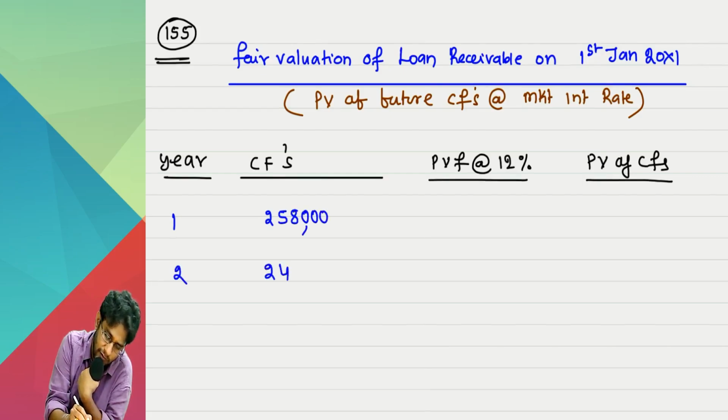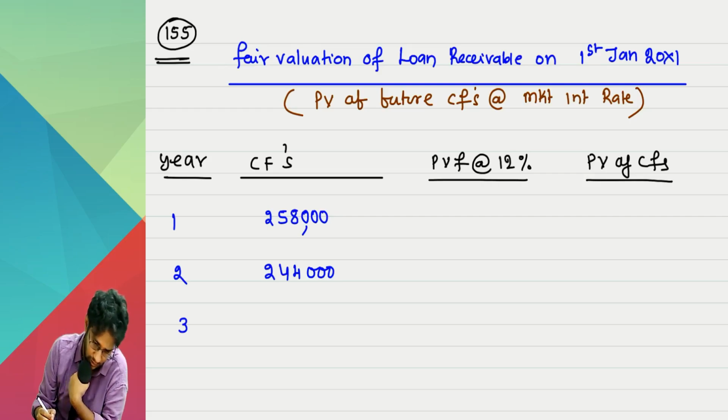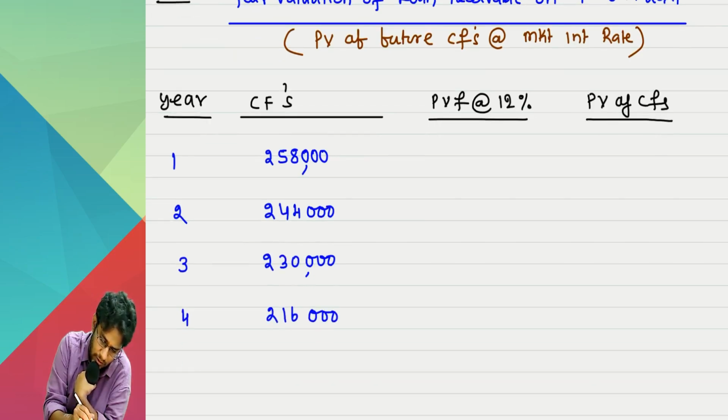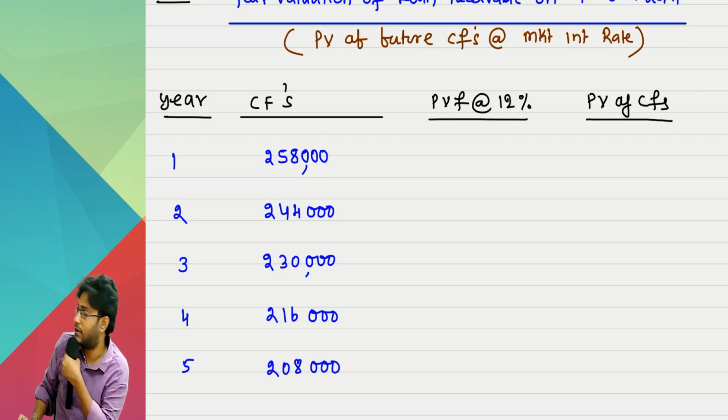Second year, 2,42,000. Sorry, 44. Right. 230, yeah. 216, and 2,11,000. In the next 5 years, the loan cash flows are installments including interest.